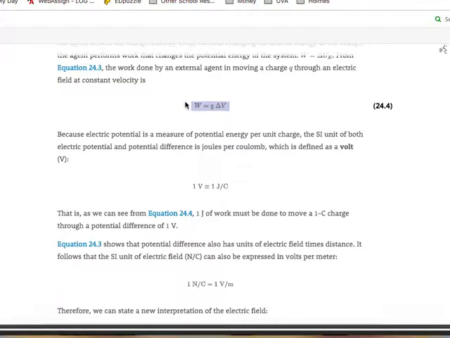You do need to know this one, that potential energy is equal to negative Q delta V, or that work is equal to positive Q delta V, either one. If you take a charge and you move it through some potential difference, work will be done to move a charge through some potential difference.